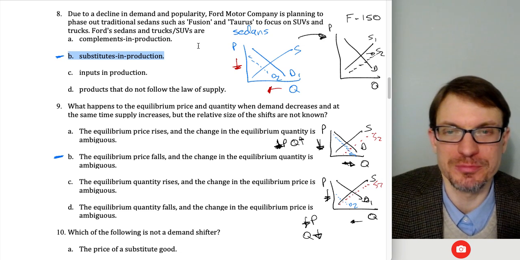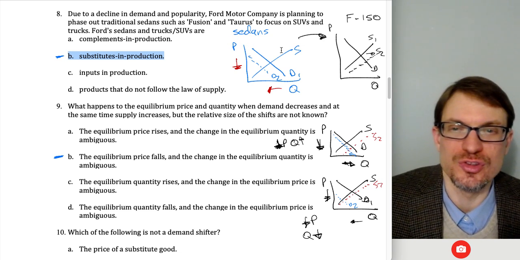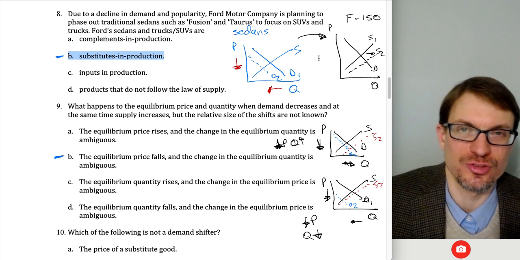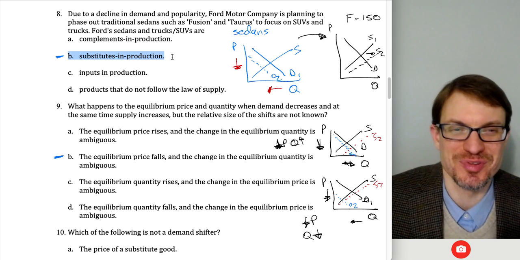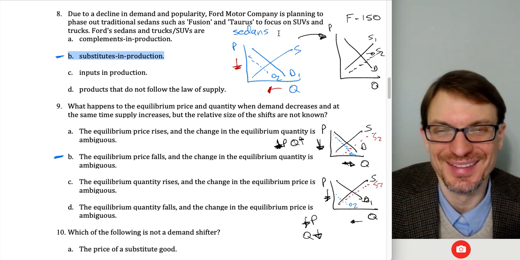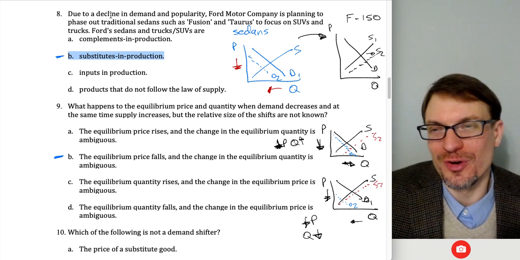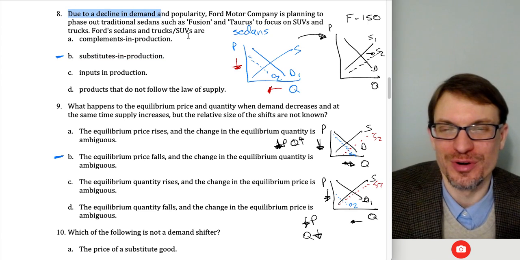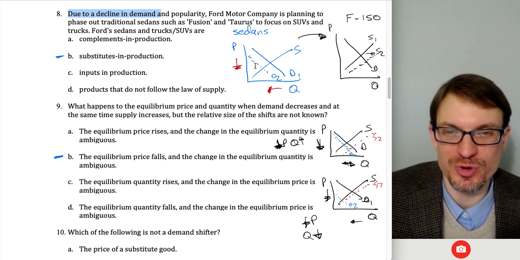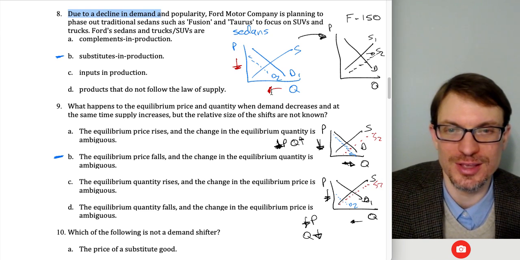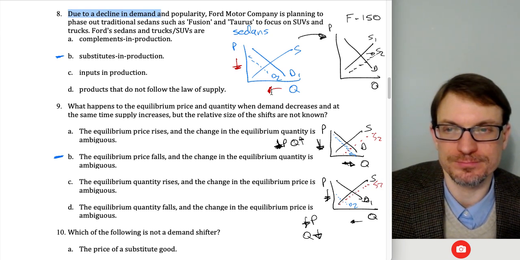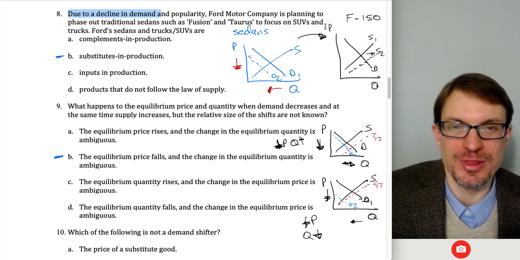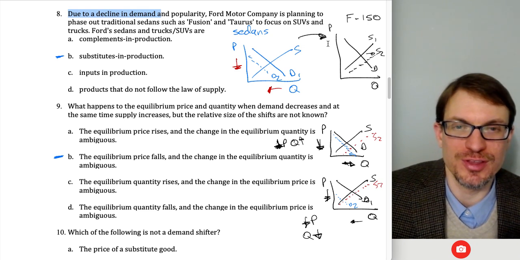What happens with a substitute in production is, you wouldn't have to draw these pictures, but I drew it because I wanted to draw the substitutes in production picture and talk about it now. So we're told that there's a decline in demand for sedans. So I've drawn a leftward shift in the market for sedans. This will lead to a decrease in the price of sedans, right? Lower price, lower quantity, right? So what's going to be the effect on trucks, say the F-150?